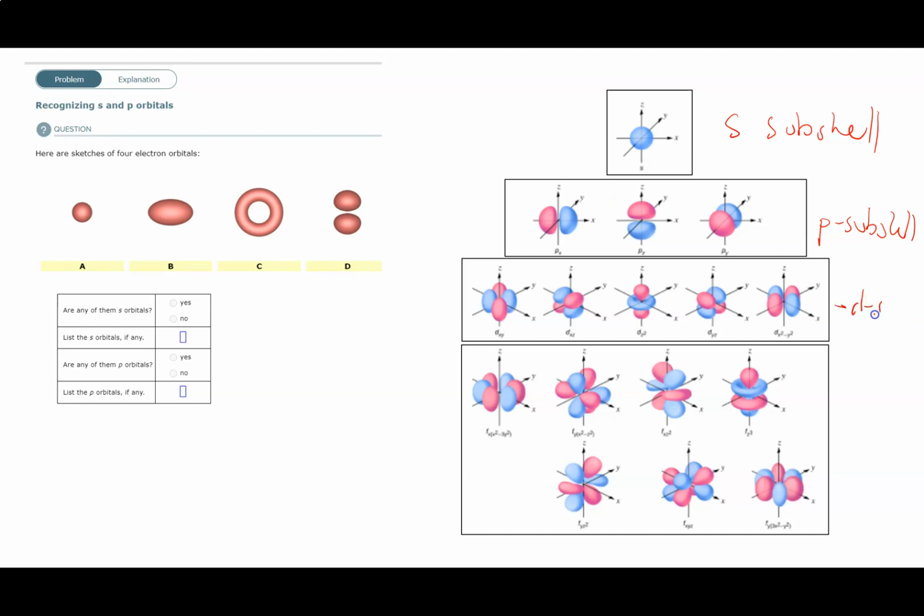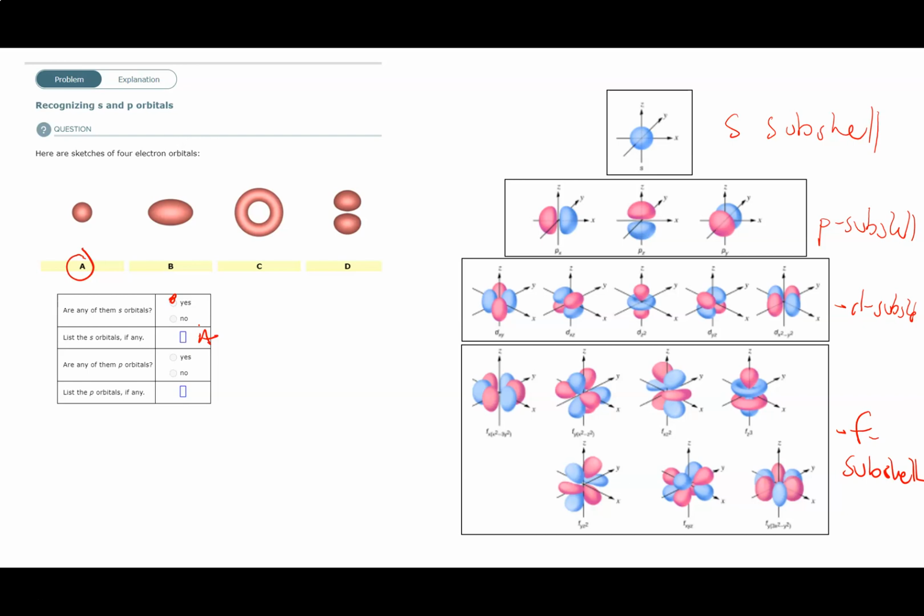This is a d subshell. And we have the 5 different quite complex orbitals that make up the d subshell. And then finally we have an f subshell with the 7 orbitals that make up the f subshell. So are any of these an s orbital? I think the only one that could be would be a. So the answer is yes. List the s orbital, if any. It's got to be a.